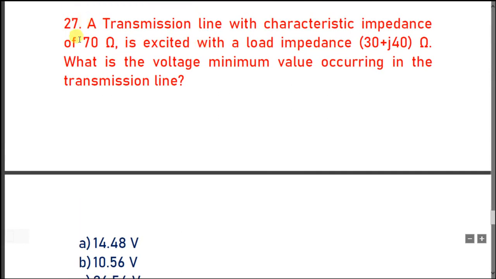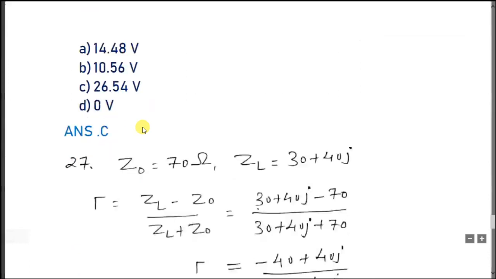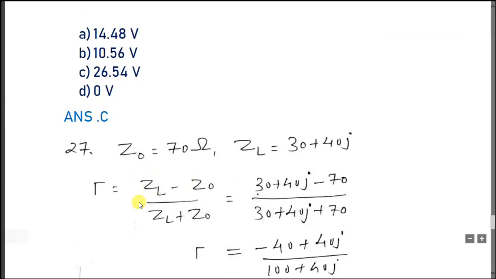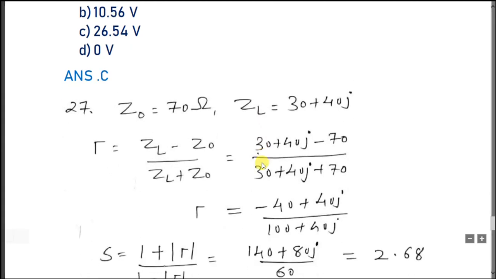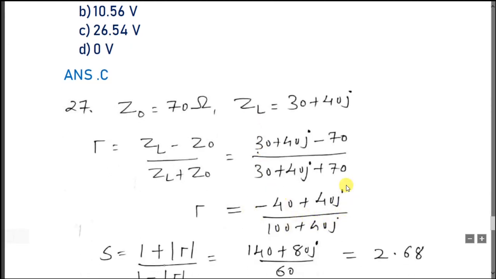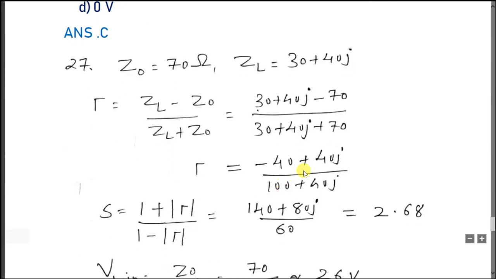So you have the value of Z0, you have the value of ZL. First of all, find the reflection coefficient. Reflection coefficient is equal to ZL minus Z0 divided by ZL plus Z0. If you put in the values of Z0 and ZL, you will get the reflection coefficient as a complex number. Then find the value of VSWR. VSWR S is equal to 1 plus mod Γ divided by 1 minus mod Γ. If you find the magnitude, you will get 2.68 as S.